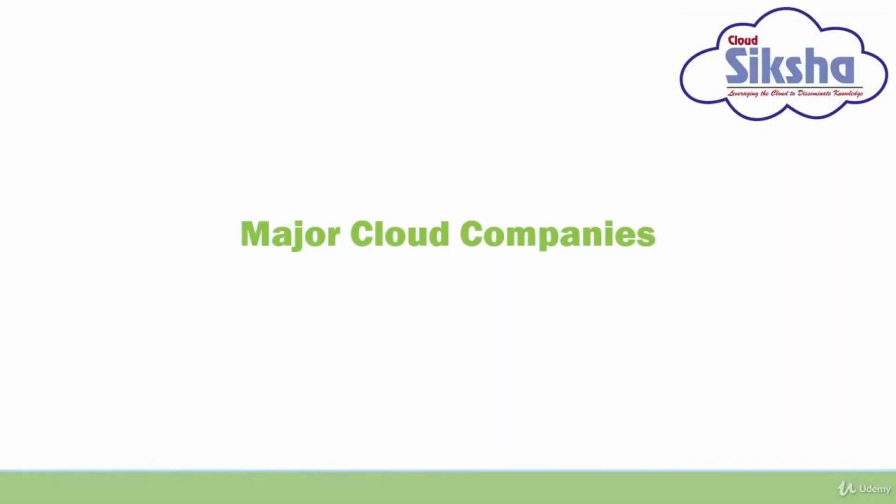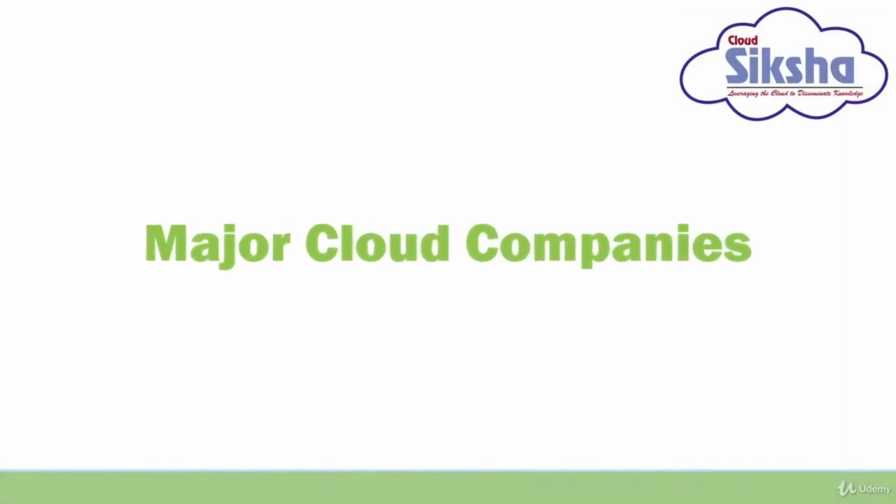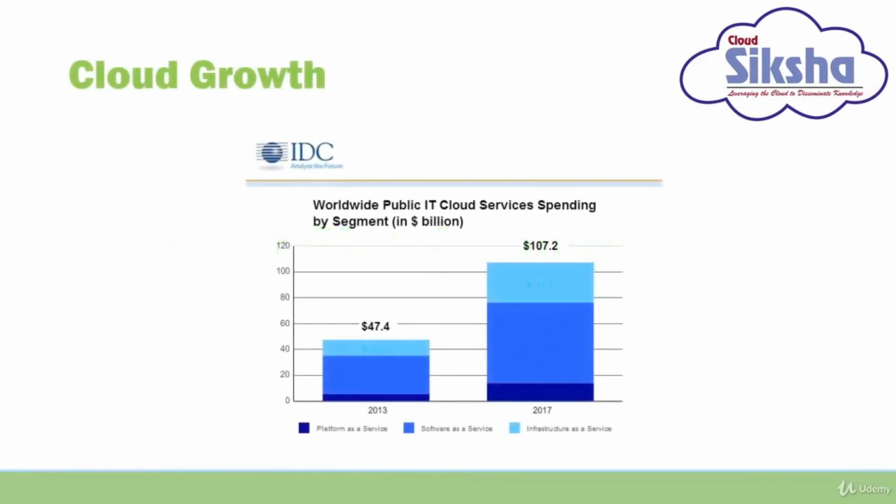In this module, we will talk about the major cloud companies. The cloud has been growing, and according to IDC, this is one of the predictions that they made, that the cloud would go from 47.4 billion in 2013 all the way to 107.2 billion in 2017. So it's from 2013 to 2017. They have seen this sort of growth. So they have told that this is the type of growth that would happen.